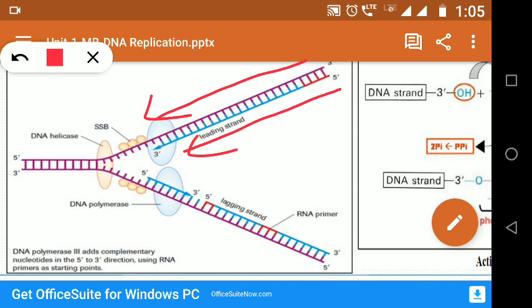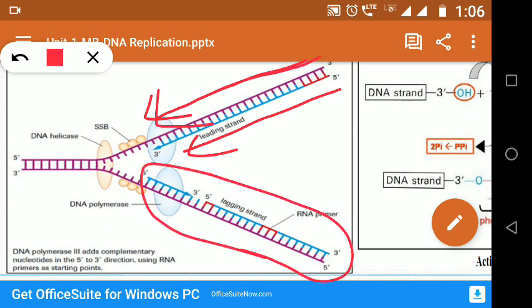And when we look at the other strand, there is a problem. If it runs in 3 prime to 5 prime direction this way, it runs in 5 prime to 3 prime direction in the other direction. So now the DNA polymerase cannot move along the strand in the opposite direction. The DNA polymerase always moves in only one direction on both template strands. So that is why it cannot synthesize the lagging strand.